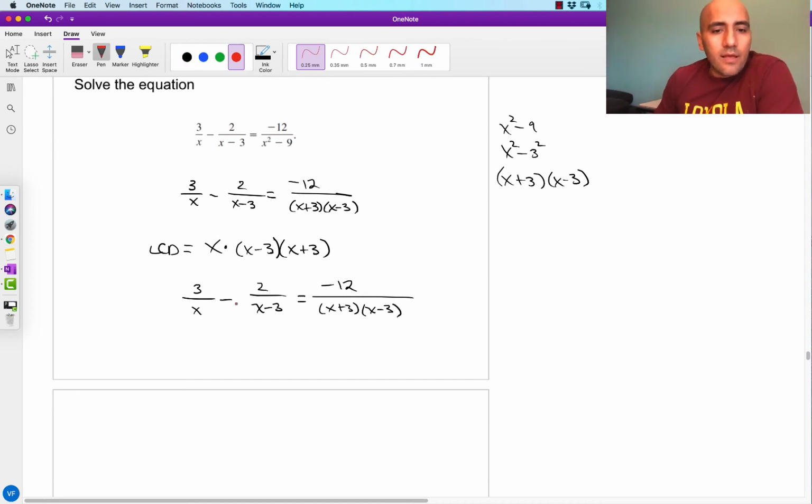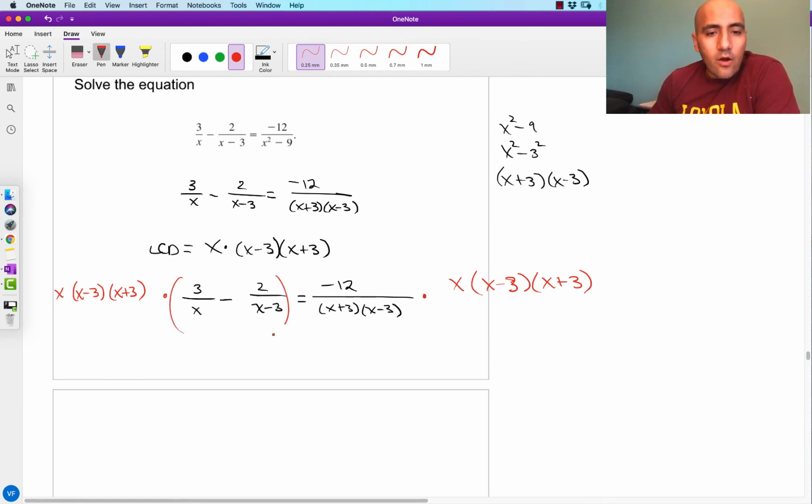And now I'm going to multiply this side by x times (x minus 3) times (x plus 3). I'm going to multiply this side by the exact same amount, x times (x minus 3) times (x plus 3). As long as I'm doing the same thing to both sides, I've maintained that equality. So I have to multiply all of it, right? I multiplied everything on the right-hand side by this amount, so I have to multiply everything on the left-hand side by the same amount. So I have to distribute.